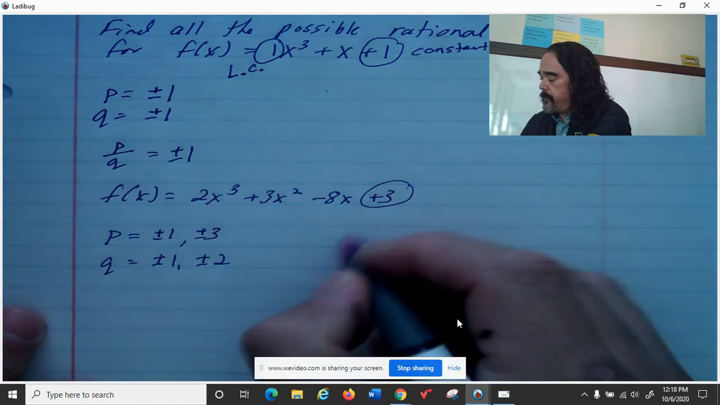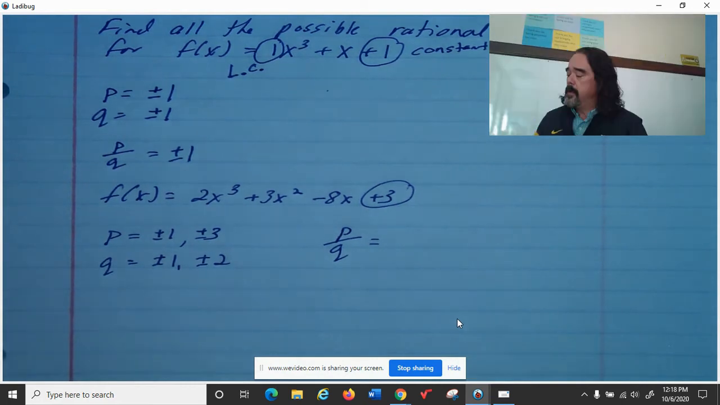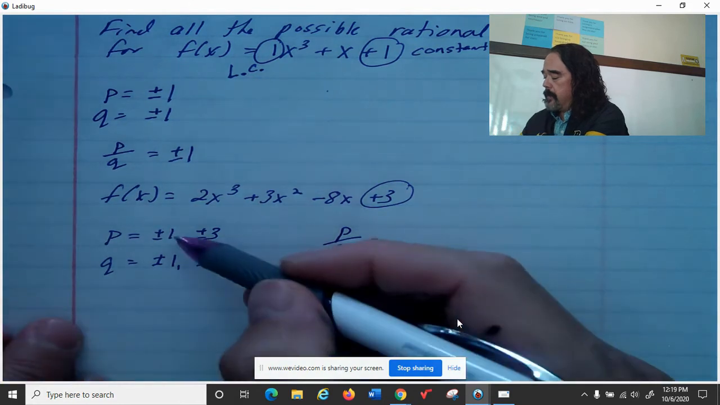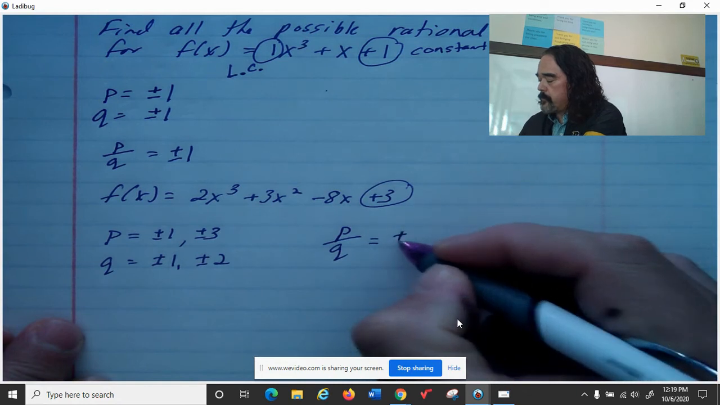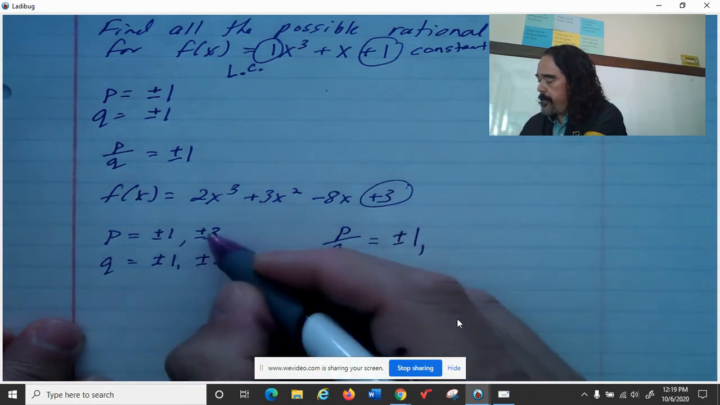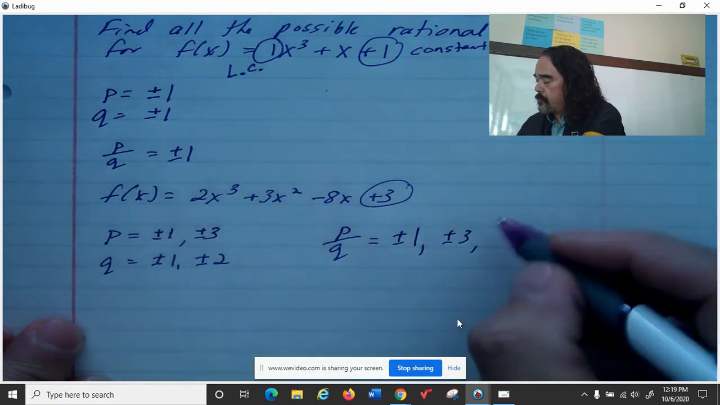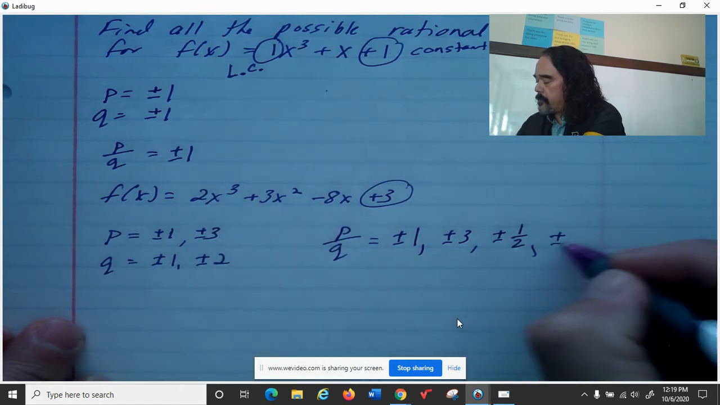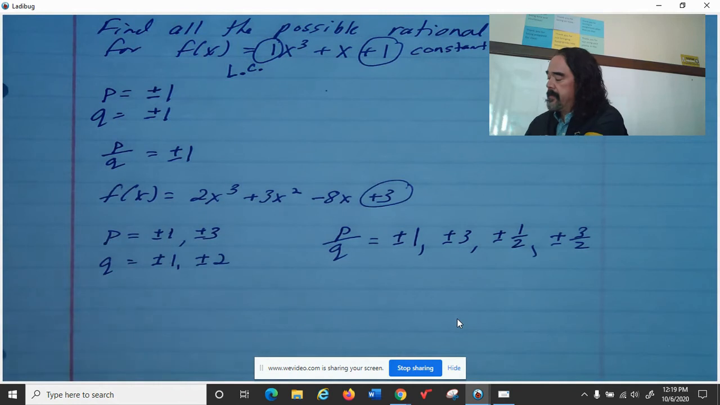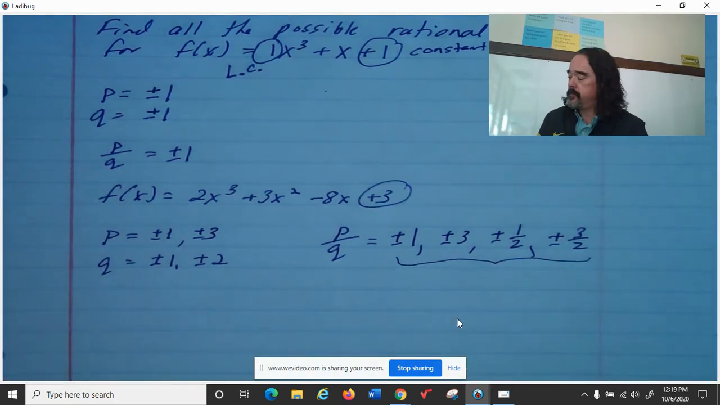I'll just do this off to the side over here. It is very helpful for you to do this in a very organized way. I'll take each one of these and put it over 1. So 1 over 1 is 1. And I'll do 3 over 1 is 3. Then I'll go 1 over 2. And then 3 over 2. This would be the answer to that question, to list all possible rational zeros. There's your answer.